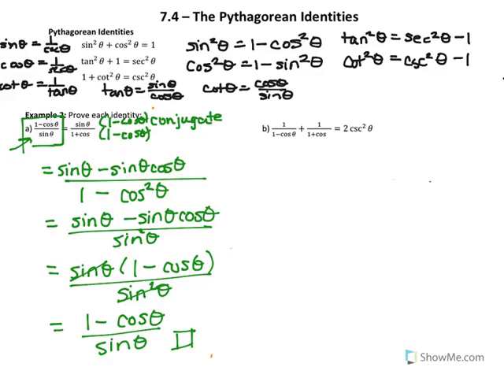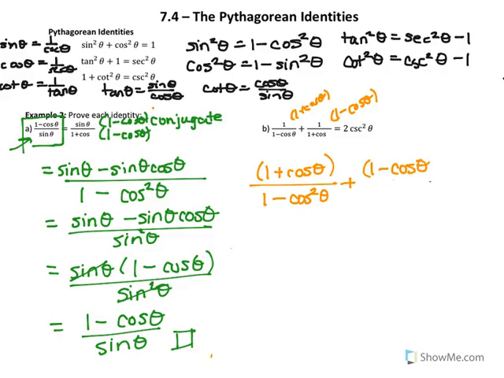All right, next proof, we're going to do the same thing, but we're going to do the conjugate for each. So this one we're going to multiply by 1 plus cos theta, and this one we're going to do by 1 minus cos theta. So this is going to turn into 1 plus cos theta over 1 minus cos squared theta plus 1 minus cos theta over 1 minus cos squared theta.